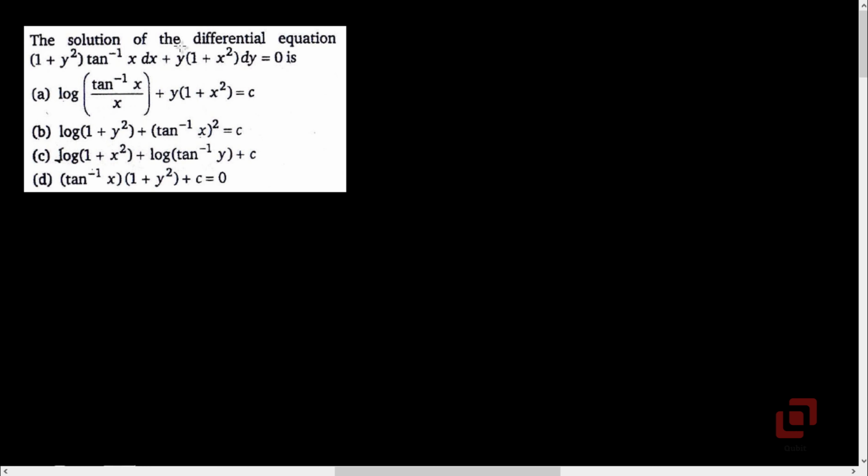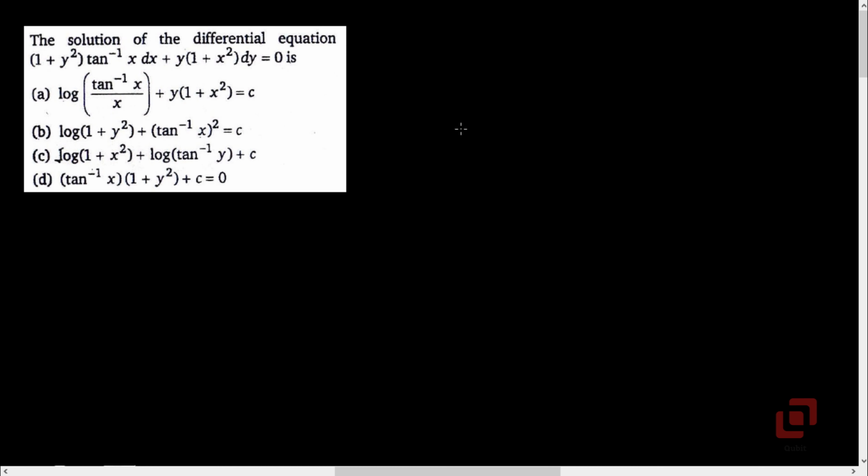The solution of the differential equation 1 plus y squared into tan inverse of x dx plus y into 1 plus x squared dy equal to 0 is. In all four options, you can see the presence of tan inverse. And in options A, B and C, you can see logarithms.